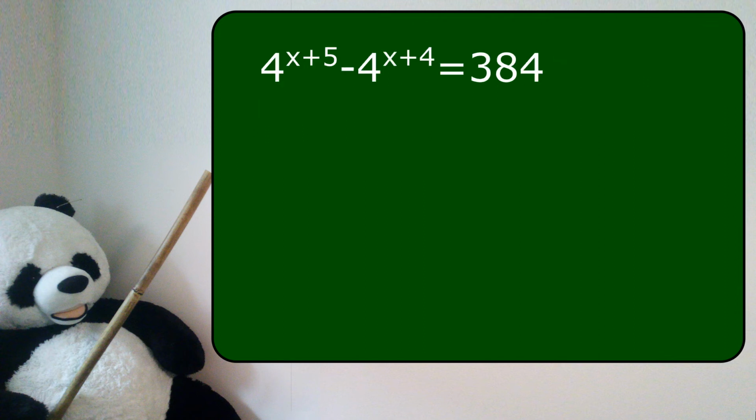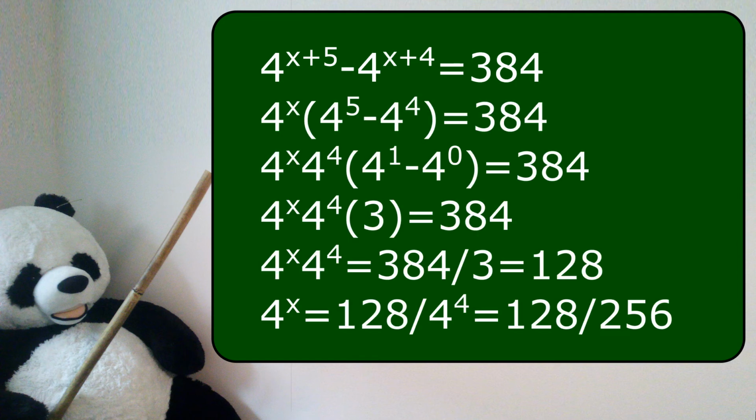Another question that caught my eye was this thing with 4 to the power of x plus 5 minus 4 to the power of x plus 4 equals 384. I just did something that looked rather similar, except here we only have one unknown instead of two. So let's start with the same approach and just factor out what we can. In this case, we can take 4 to the power of x out of that and have 4 to the power of x times 4 to the power of 5 minus 4 to the power of 4 equals 384.